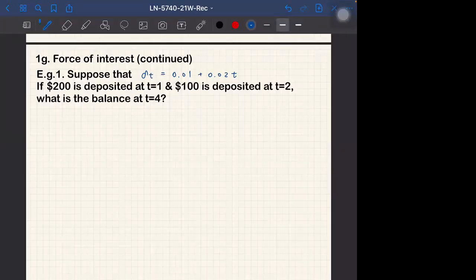Hi, this is section 1.g. This section covers just a few more examples for the last few sections, especially the force of interest.